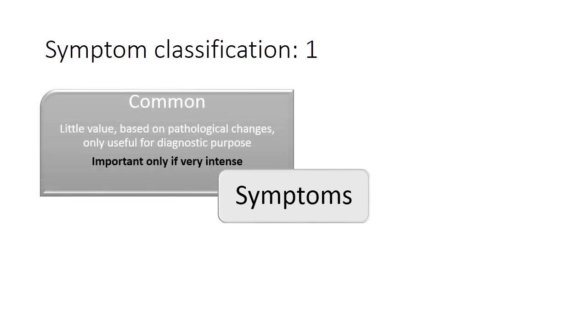In the first slide, we talked about symptom classification. Here is a simple classification which will guide you and help you to determine which symptoms must figure in your case analysis. If we take symptoms, we have some common symptoms. Common symptoms are based on pathological changes, and they are useful to the allopath for diagnostic purposes, but they are of very little use to us because they are related to the disease itself. They can be important only if they are very intense, which means they can help to point towards a remedy which points to either the intensity or the pace of the disease.